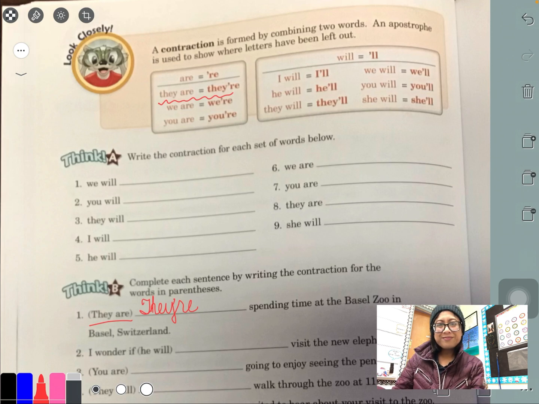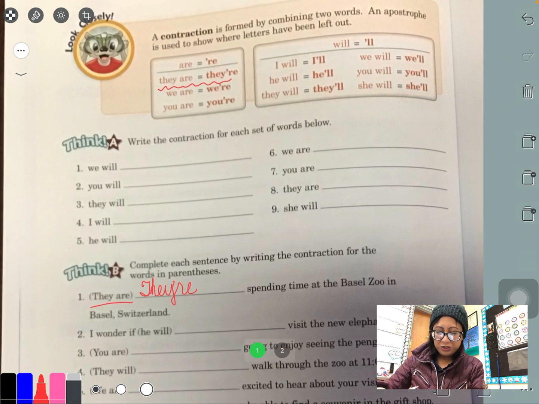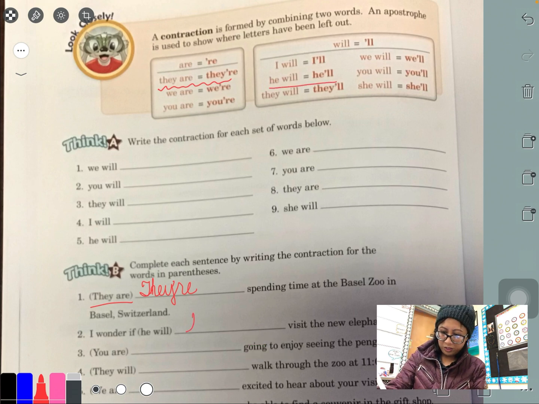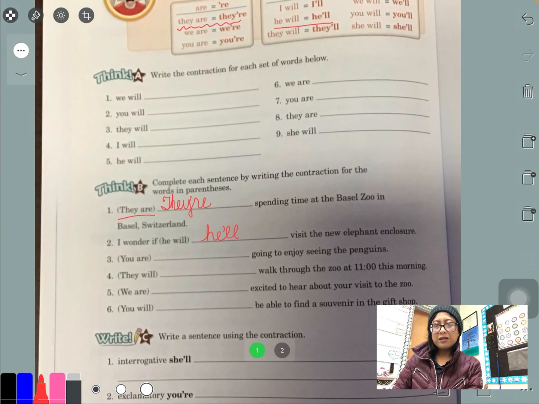They're. There you go. Number 2, I wonder if he'll or he will visit the new elephant enclosure. So he will is up here. He'll. Okay. So you can do numbers 3 through 6 on your own, but we'll definitely review it at our Zoom meeting.